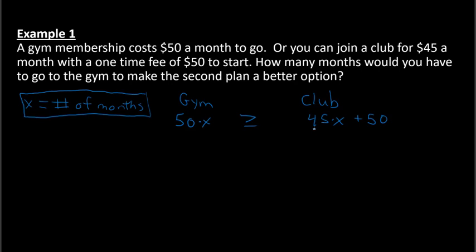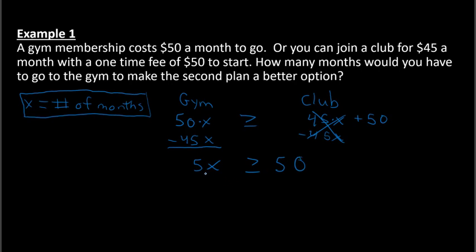So from here, I need to solve. I solve this by bringing the x's to the same side. So the 45x I can bring to the left with the gym by subtracting 45x. When I do that, on the left side, 50x minus 45x gives me 5x. On the right side, this would cancel. I'm left with 50. So I have 5x is greater than or equal to 50.